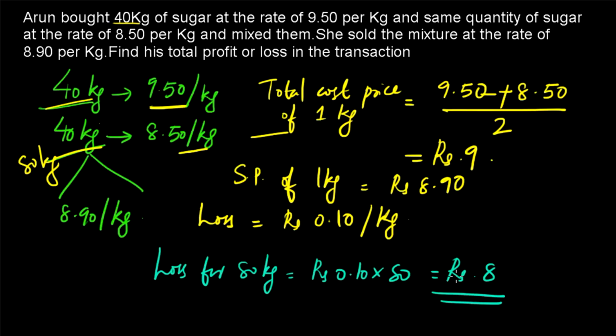And then we can find out the loss and the corresponding loss percentage if it is asked. Here loss percentage is not asked. Only the total profit or loss in the transaction is asked. So here what we are doing is that we are finding out the loss for 1 kilogram, and then that loss into 80 kilogram will give us the total loss in the transaction. So that is the method here, the unitary method. We are finding out the loss for 1 kilogram, then we are extending it to 80 kilogram in order to find out the total loss in the transaction.